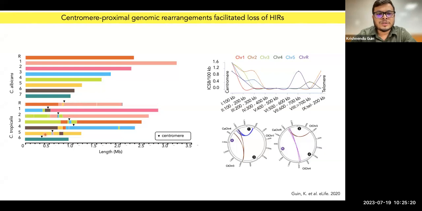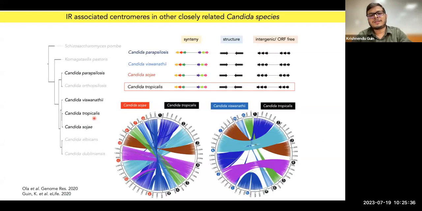So with this observation that the centromeres in Candida tropicalis are associated with the inter-chromosomal synteny breakpoints, we could support the hypothesis that we presented earlier. And this observation also tells us that the last common ancestor went through this rearrangement specifically at the centromere, but why centromeres? Why not any other genomic locus?